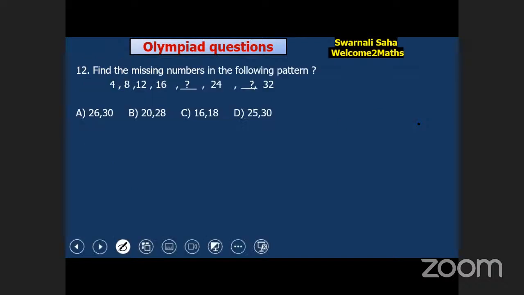Let's solve one more question. Missing numbers pattern. Find the missing numbers in the following pattern. Try to solve this. 4, 8, 12, 16. And we have to find out this one and this one.